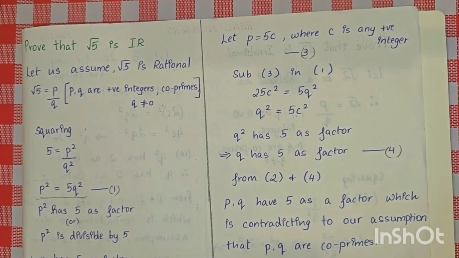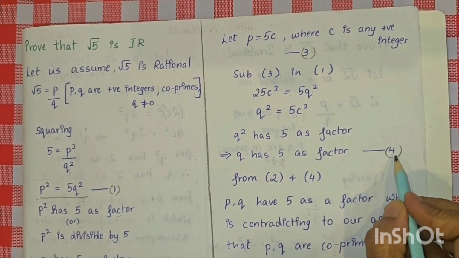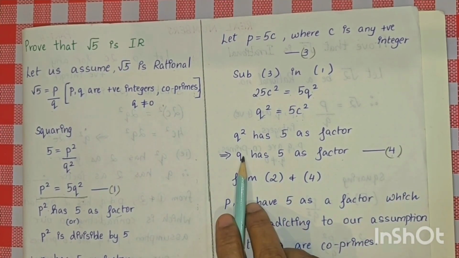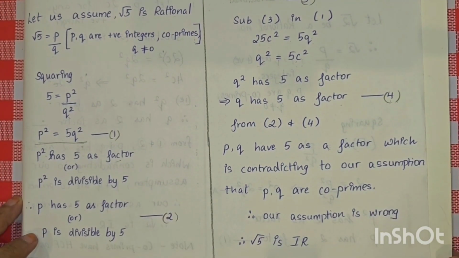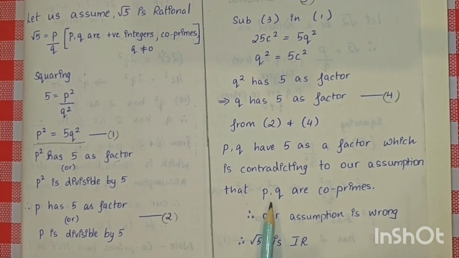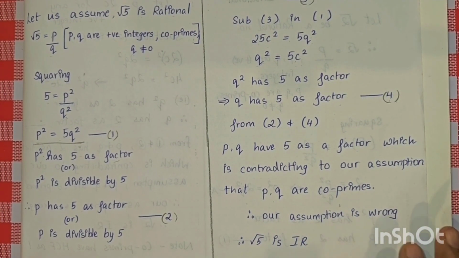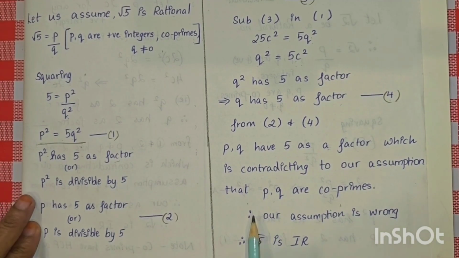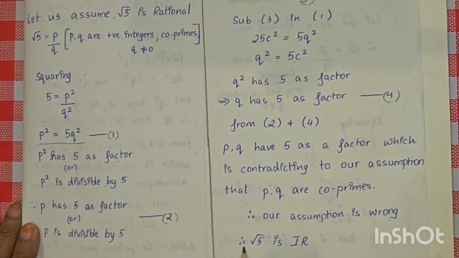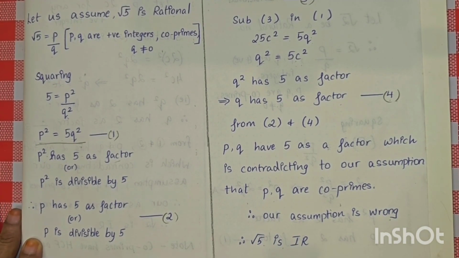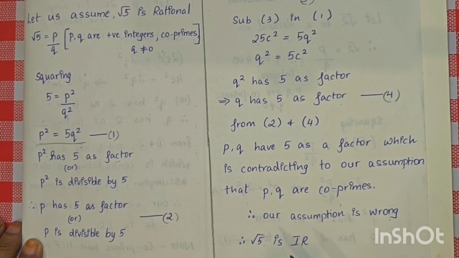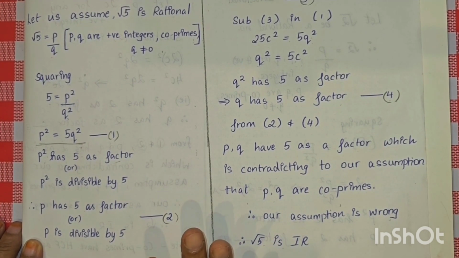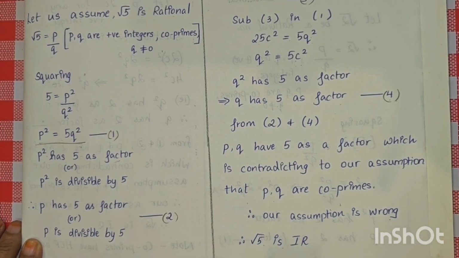So from equation 2 and 4, you will get p and q have 5 as a factor, which is contradicting our assumption that p and q are co-primes. Therefore our assumption is wrong. Therefore root 5 is irrational. So please practice this, because these questions very often come in your exam.